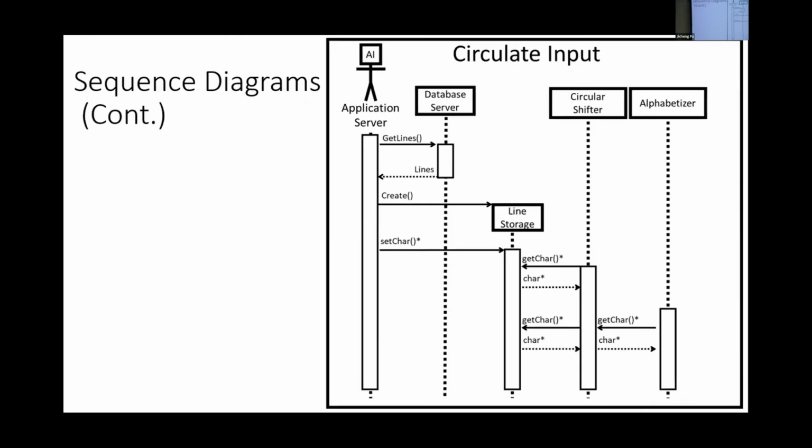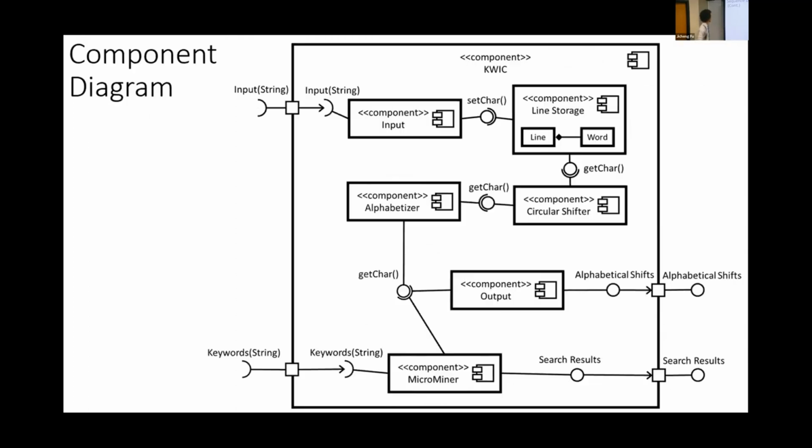And the sequence diagram for Circulate input is, it starts with the application server getting the lines from the database and then creating a line storage and setting all the characters for that line storage. Then when the circular shifter asks for a character from the line storage, it'll give it to it straight out. Then when the Alphabetizer asks for a character from the circular shifter, it'll pass that onto the line storage and bring it back to the Alphabetizer.